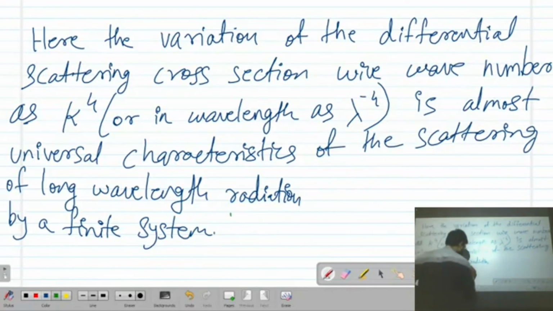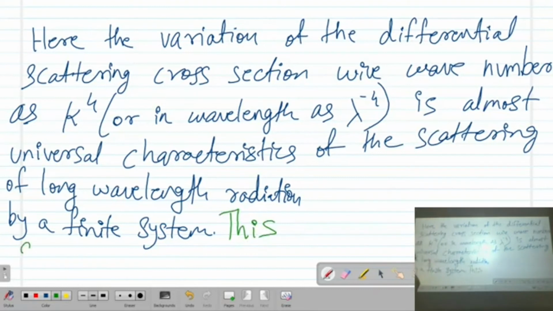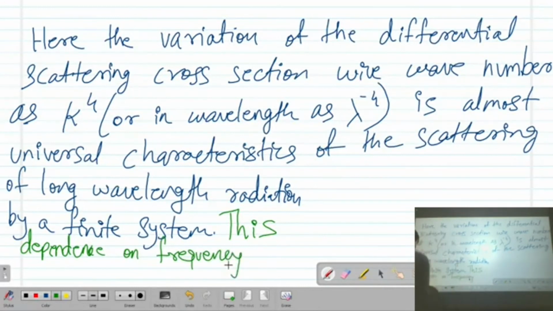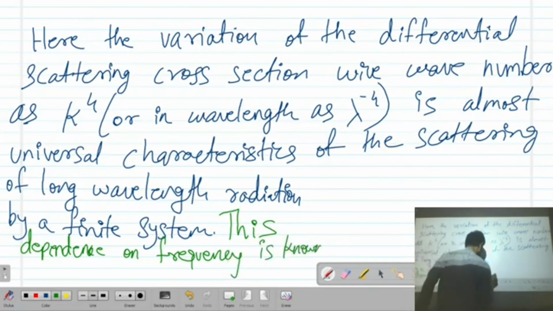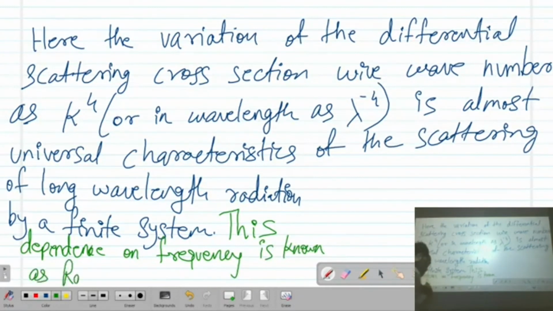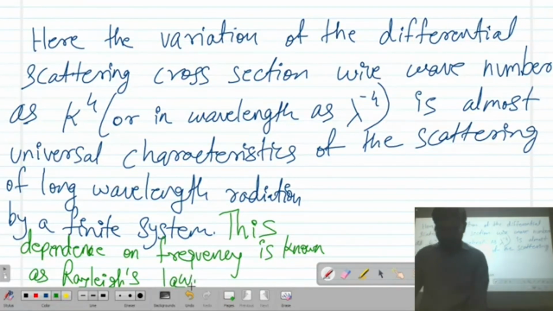This dependence on frequency is known as Rayleigh's law. So this is the end of the first theory, that is the scattering by a dipole induced in a small scatterer with respect to the wavelength of light. Lambda is greater than d. We have assumed that the size of the scatterer is small as compared to the wavelength of the light.